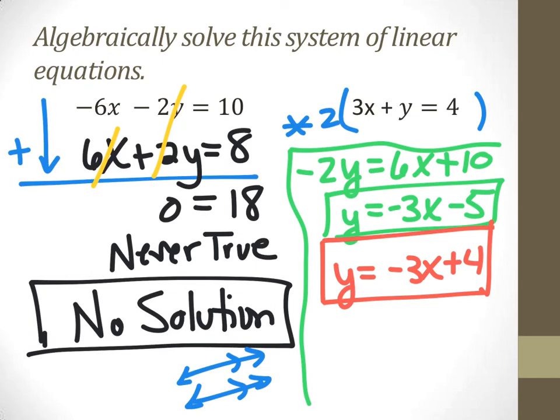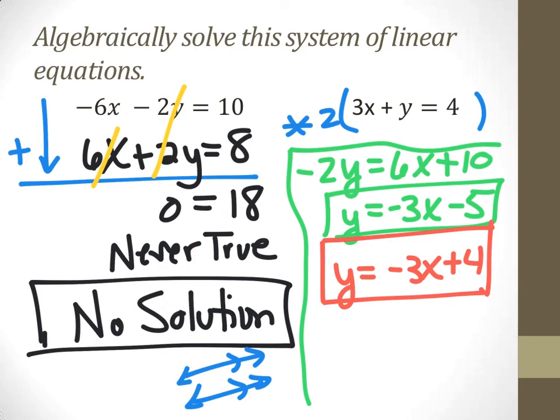What do you notice about these two equations? Same slope, different y-intercepts. So if you rewrite these, you can see in slope-intercept form that they are indeed parallel but have different intercepts. If you're asked to show it algebraically, though, you've got to go through some algebraic process for showing that you have no solution. And so this is the process you would go through.